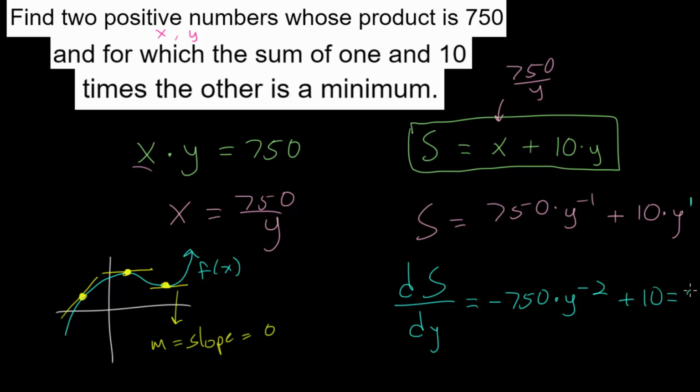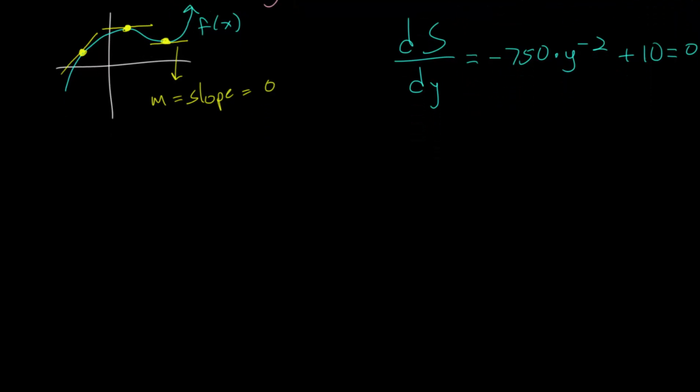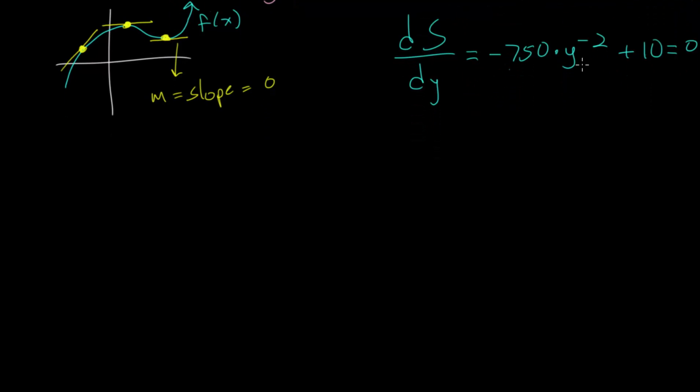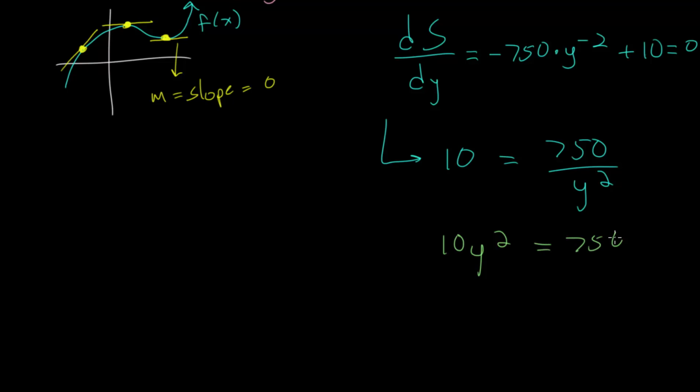We can set this equal to 0 and actually solve for y. So let me make a little bit of room here. And we can start by adding this negative term to the other side so that we have 10 is equal to 750 multiplied by y to the minus 2, or just over y squared. And to get our variable out of the denominator, let's multiply both sides of the equation by y squared. We get 10 y squared is equal to 750. Let's divide each side by 10. We get y squared is 75.